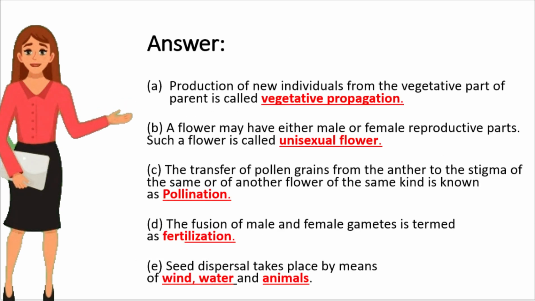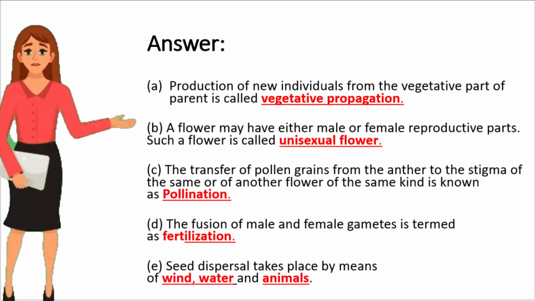Answer. A. Production of new individuals from the vegetative part of the parent is called vegetative propagation. B. A flower may have either male or female reproductive parts. Such a flower is called unisexual flower. C. The transfer of pollen grains from the anther to the stigma of the same or of another flower of the same kind is known as pollination.